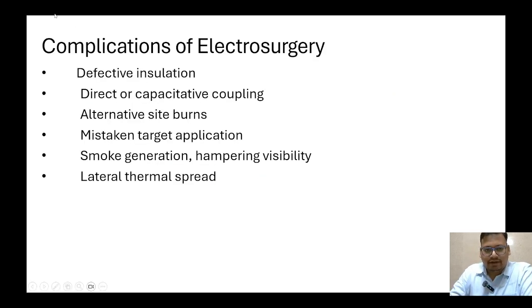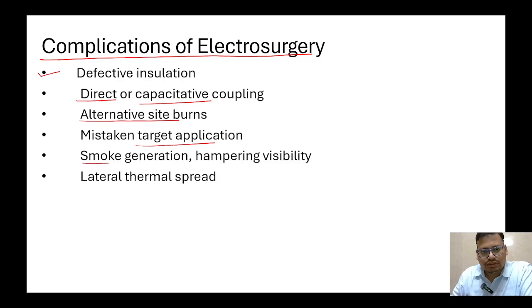Next important: there are very important questions in viva on complications of electrosurgery. There are few complications. First is defective insulation. Second is direct coupling or capacitive coupling. Then alternative site burn, mistaken target application, smoke generation, and lateral thermal spread. I have told you about lateral thermal spread. Maximum is because of traditional monopolar. Minimum is by NSIL or harmonic scalpel.